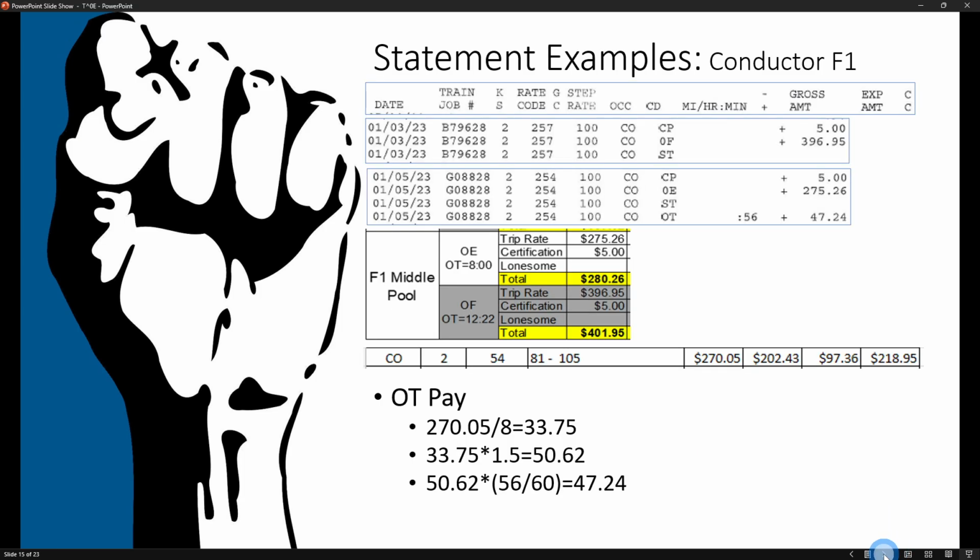All right, let's get into some examples here. I put everything in one screen here so we don't have to keep going back to the Excel sheet, back to the pay thing, back to my cheat sheet, all that good stuff.